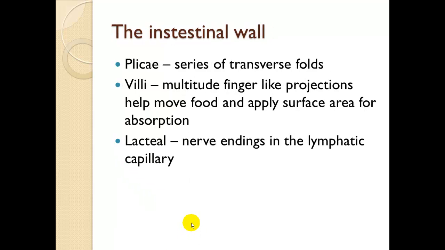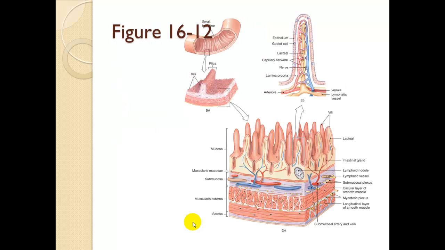The intestinal wall: the plica serve as a series of transverse folds. The villi, a multitude of finger-like projections, help move the food and supply surface area for absorption. And the lacteals, nerve endings and lymphatic capillaries, are actually in these finger-like projections. As we're looking at this, this is the small intestine, and these little upright portions are the plica that we saw earlier. And all of these have little hair-like projections on them called the villi.